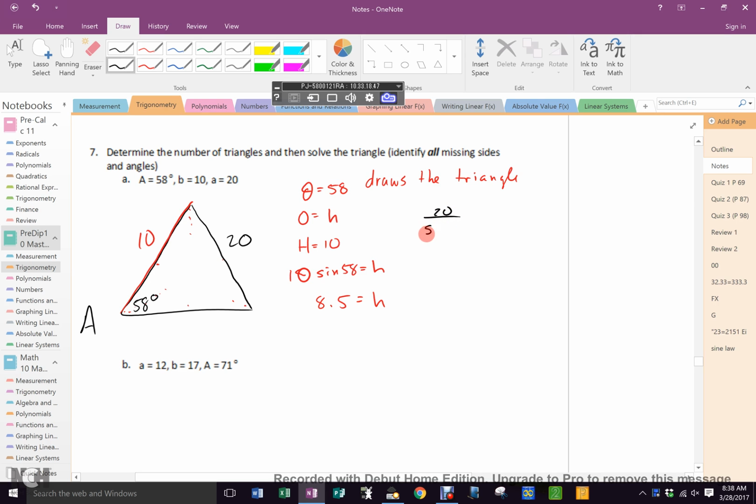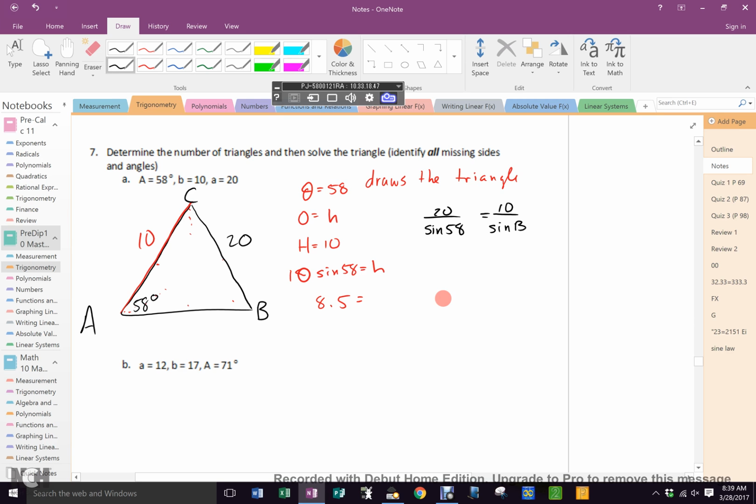20 over sine 58. And now I can just set it up, can't I? So we know this has to be B. We know this has to be C. So go ahead. What's going here? 10. And what's going here? Sine B. Now I got to solve that, don't I?